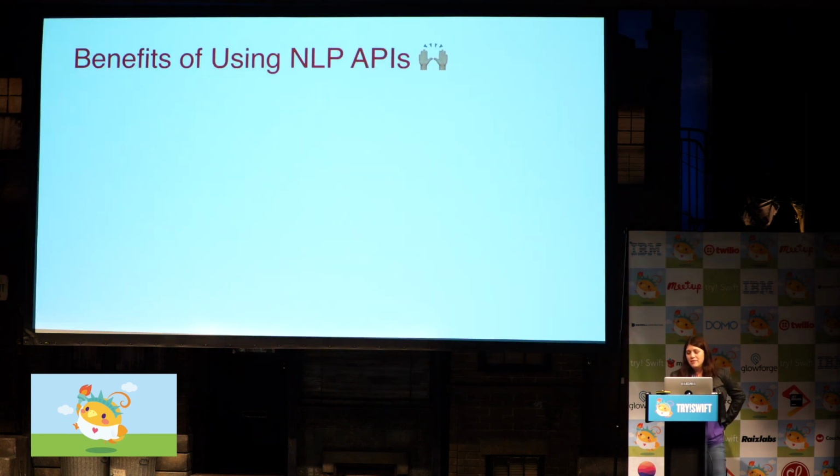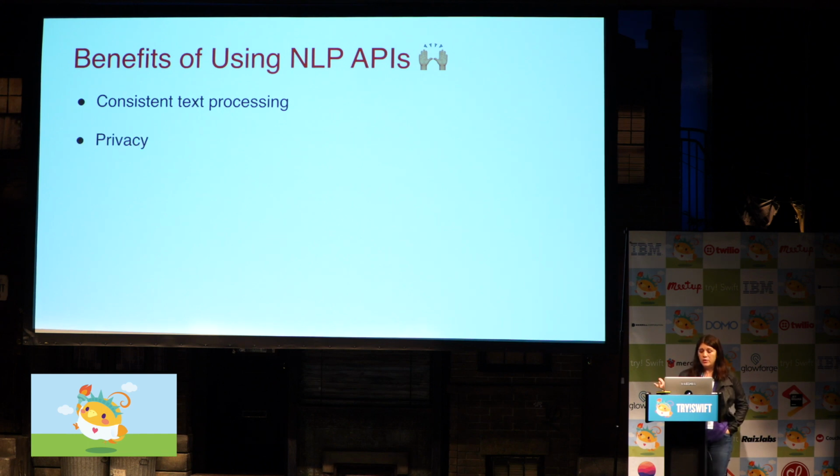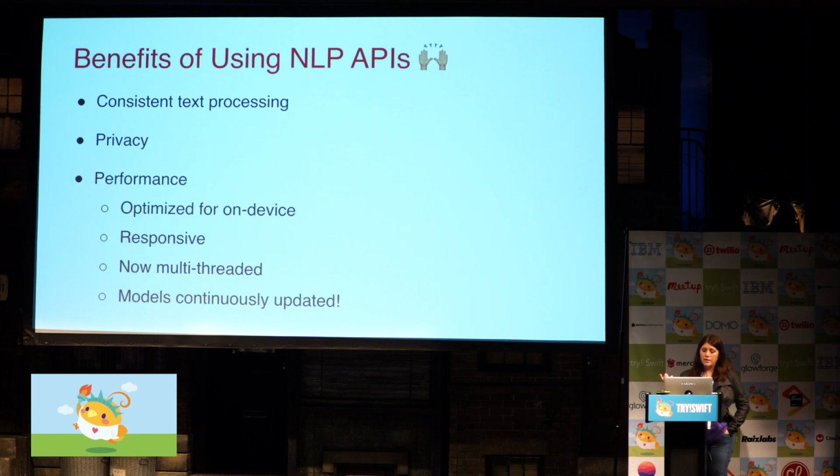Okay, so what are the benefits of using the NLP APIs? First, because we are using the same APIs that are used across Apple apps, you'll have a consistent experience. Second, it's all happening on device, so you're protecting your user's privacy. And last is performance. It's clear that Apple has put a lot of work into this, and it's been optimized for on-device, so that means you're minimizing memory footprint and power consumption. Also, it's responsive in the sense that it'll work with or without a network.